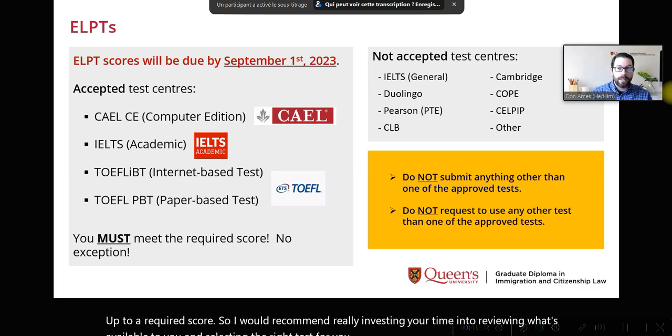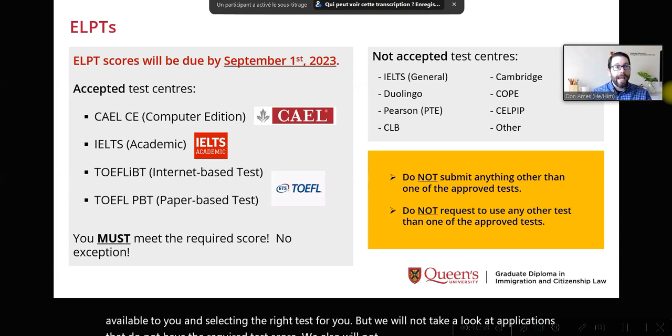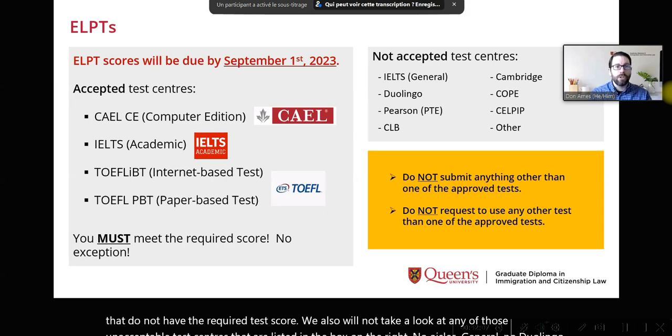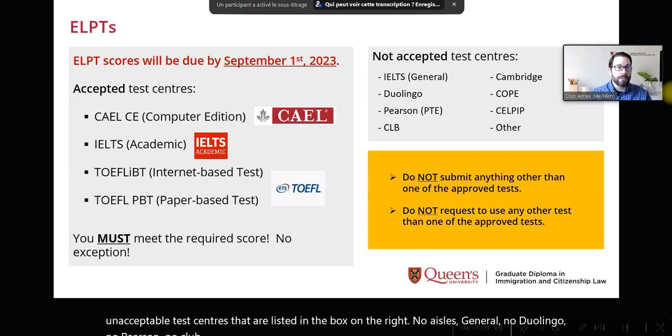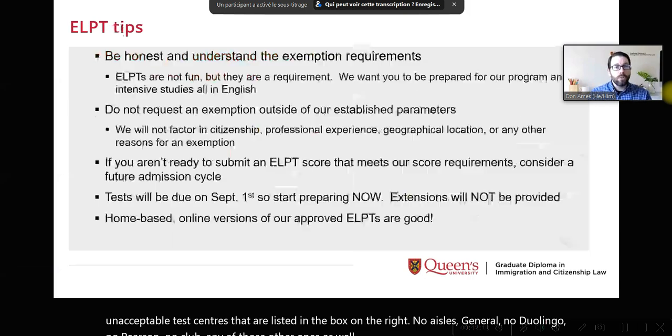But we will not take a look at applications that do not have the required test score. We also will not take a look at any of those unacceptable test centers that are listed in the box on the right. No IELTS General, no Duolingo, no Pearson, no CLB, any of those other ones as well. We also will not take a look at any exemption requests.